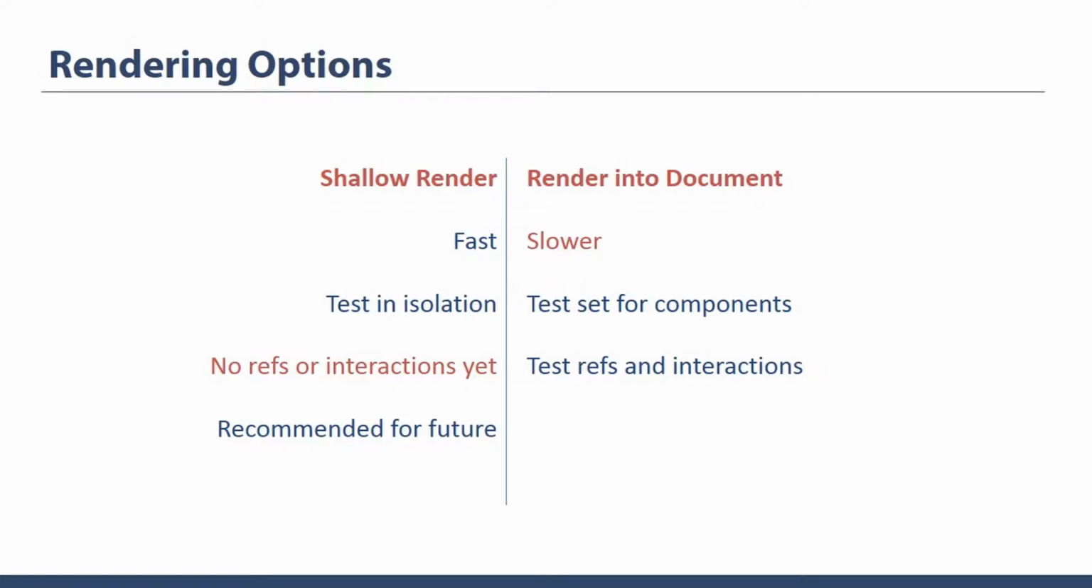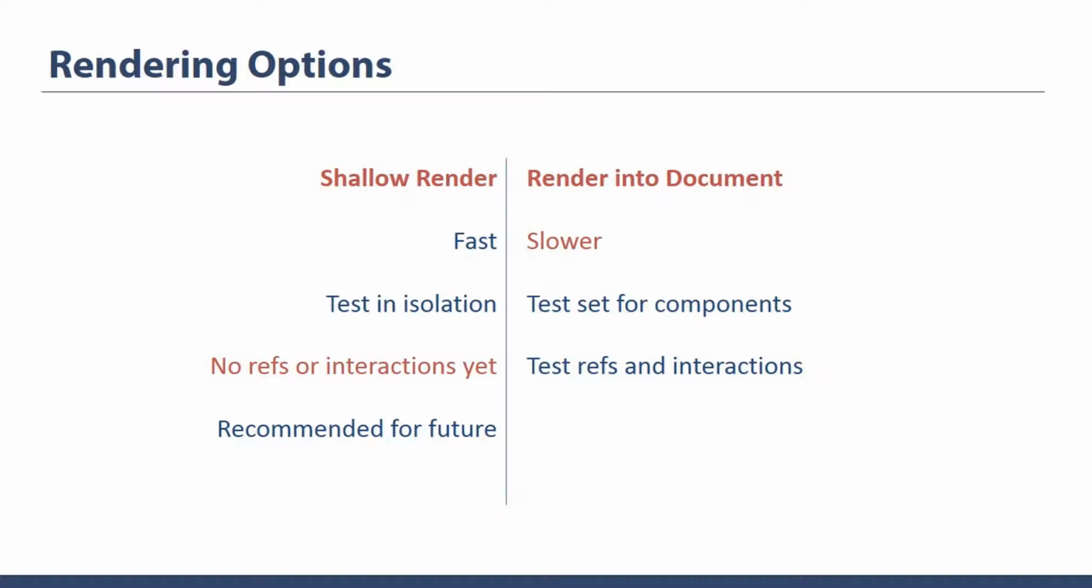Now when testing React components, we have to choose between shallow rendering and rendering to an actual DOM. Shallow render is faster than rendering to an actual DOM. Why? Because shallow rendering tests a single component in isolation. Child components aren't rendered. However, there is some limitation with shallow rendering. At the time of recording, shallow rendering doesn't support refs and testing interactions. These limitations may be solved in the future since Facebook is actively working on improving shallow rendering, and it also considers shallow rendering the recommended approach in the future. So we'll use shallow rendering to test our presentational components.